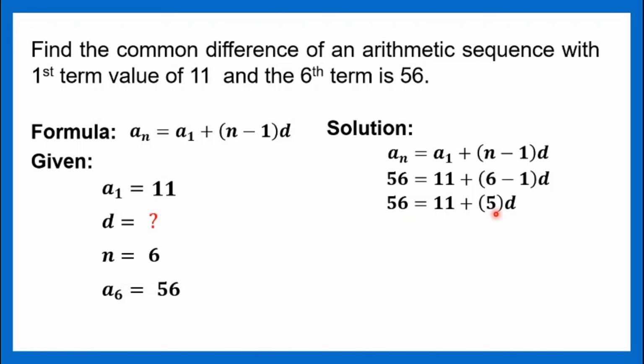And multiply mo na itong 5 and d. So, that is 5D. Kapag minultiply, 5 times D, that is 5D. Tatanggalin mo lang yung parentheses.